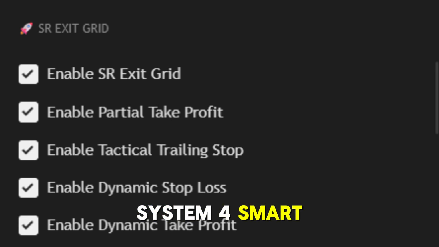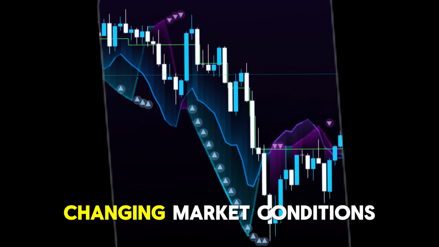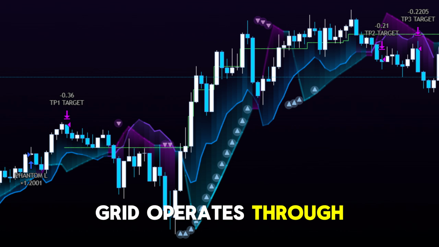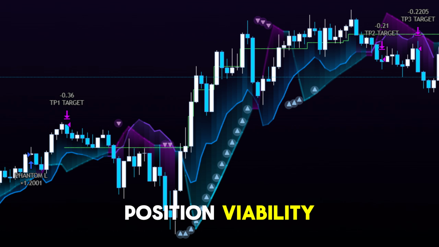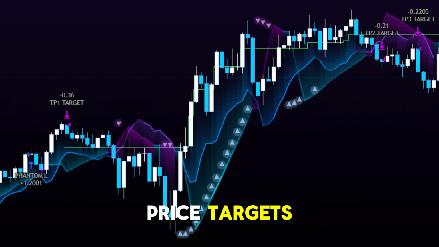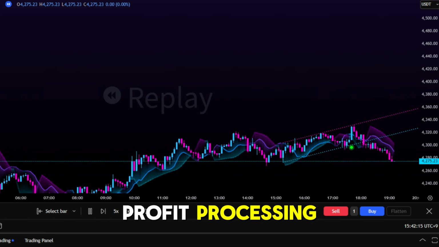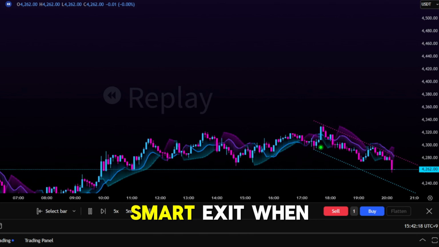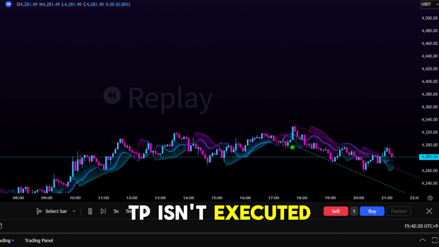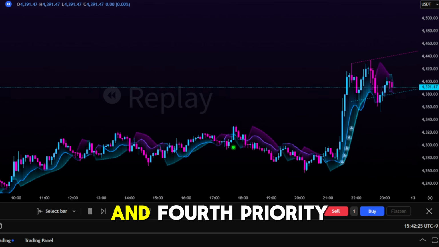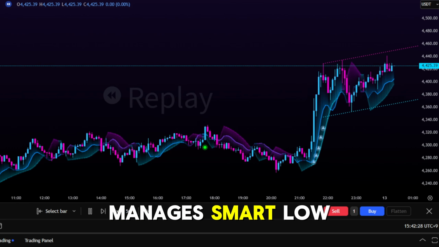System 4, Smart Resistance Exit Grid. Static take-profit levels don't account for changing market conditions and momentum strength. The smart exit grid operates through continuous evaluation of position viability rather than predetermined price targets. It works through a structured 4-stage priority hierarchy. First priority goes to standard take-profit processing. Second priority is smart exit when TP isn't executed. Third priority handles stop-loss, emergency, and timeout exits. And fourth priority manages smart low logic.